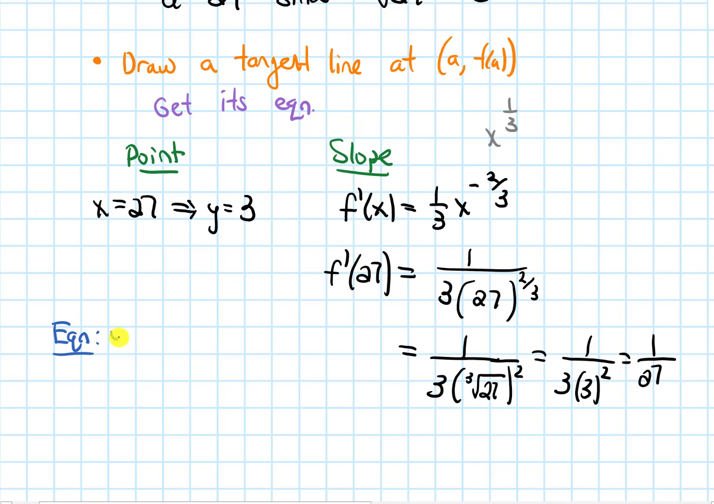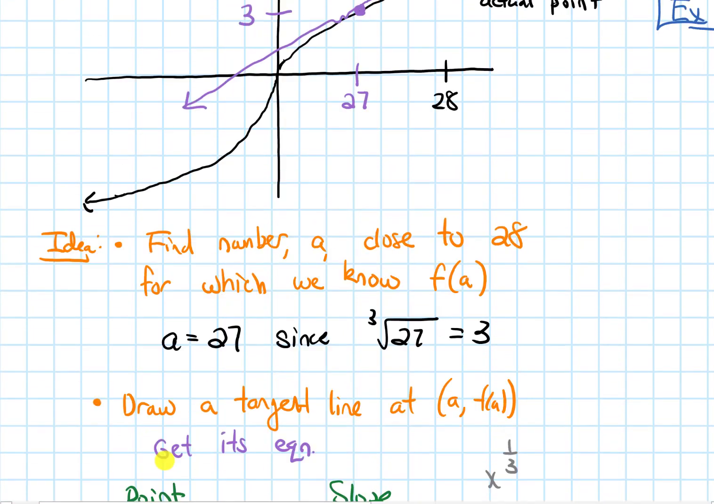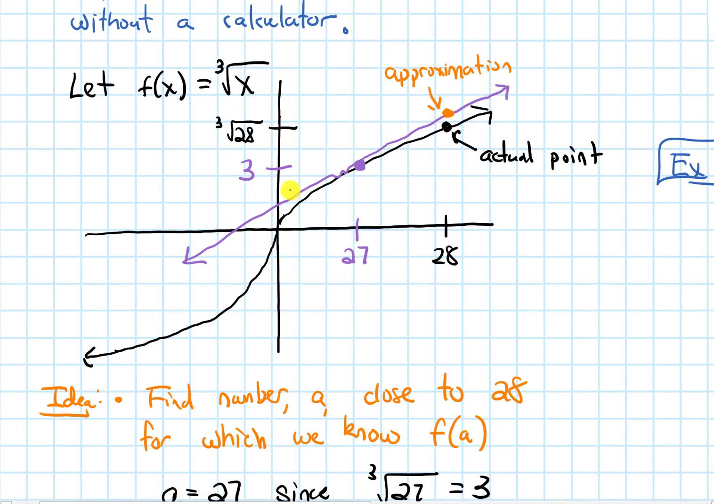So the equation is y minus the y coordinate, which is 3, equals the slope, 1 over 27, times x minus the x coordinate of the point, which is 27. All right, and as we were showing in the picture, once I have the equation of this tangent line, now let's plug in x equals 28 into it so we get our approximation.